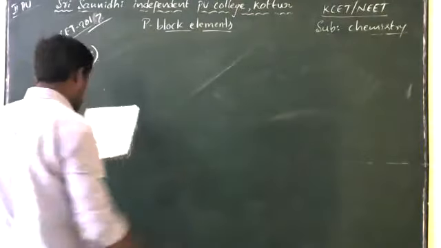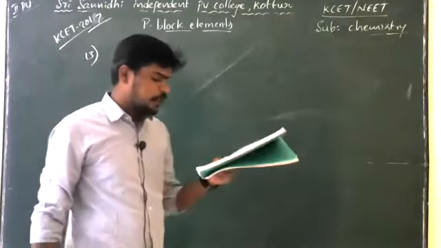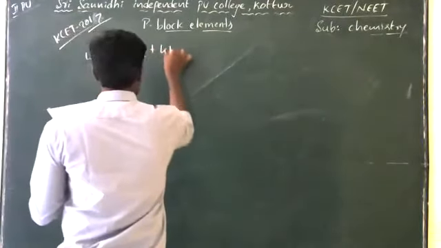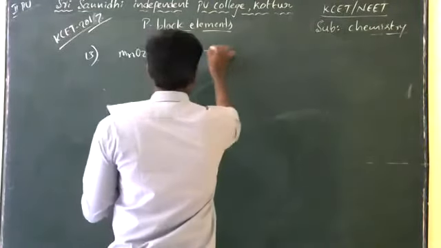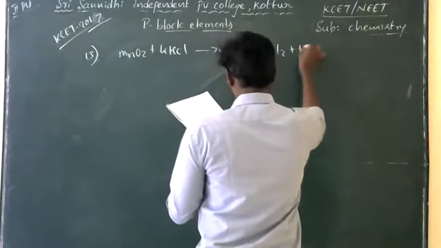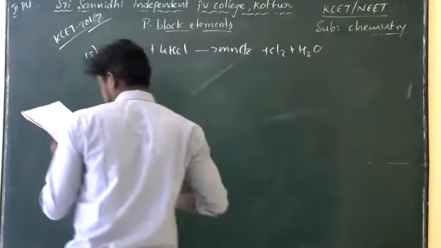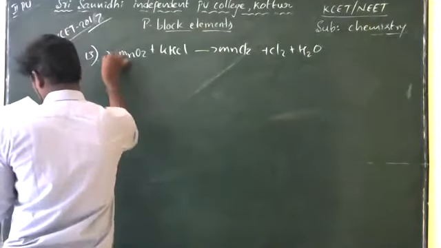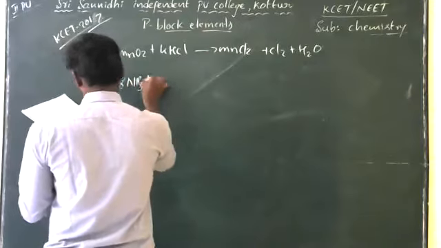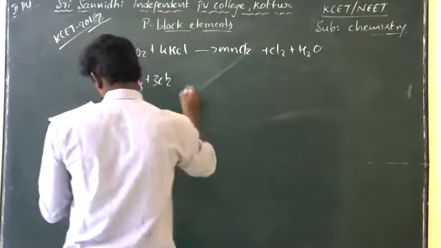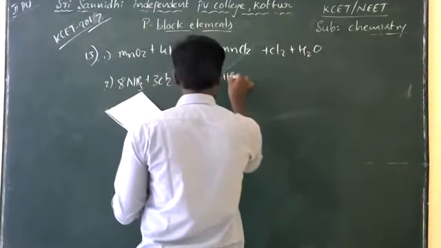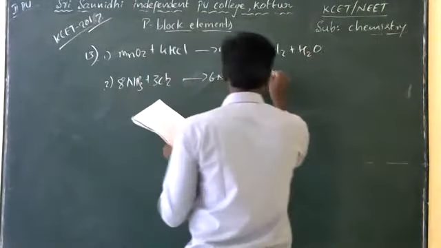So, MnO2 plus 4HCl gives MnCl2 plus Cl2 plus H2O. Write down the reactions. Second one, 8NH3 plus 3Cl2 gives rise to 6NH4Cl plus N2.